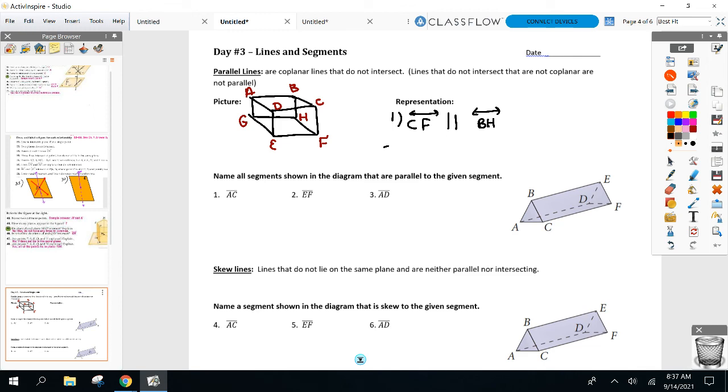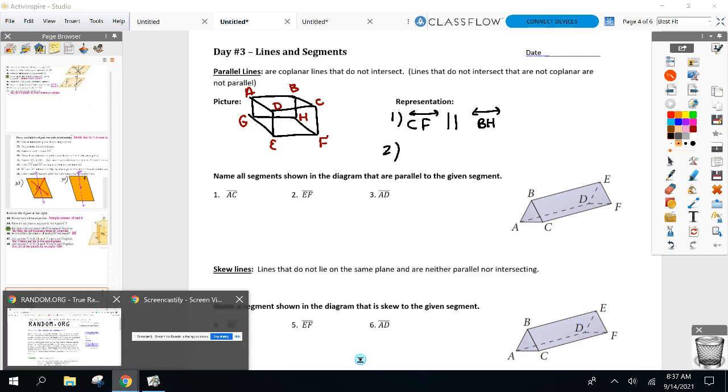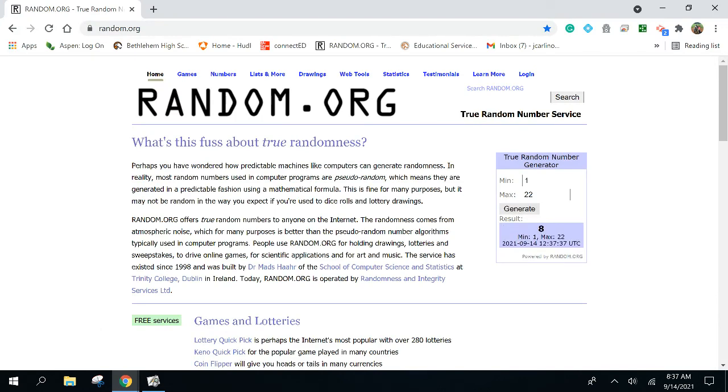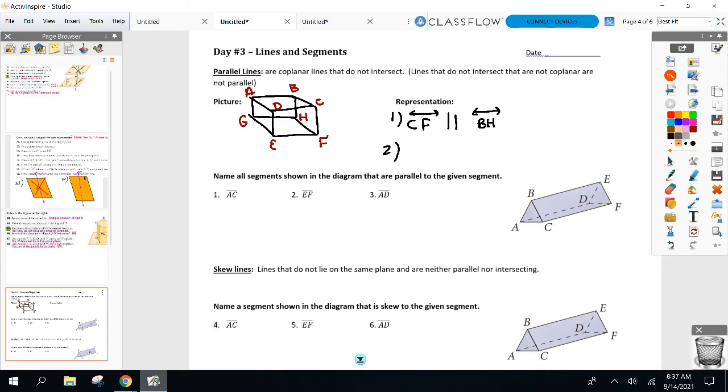That's not good enough for me today. Give me another pair that are parallel up here. Grace, go ahead. GE and AD. GE parallel to AD. Good work. Those are parallel as well. As long as they're on the same plane and they don't intersect, you're good to go.